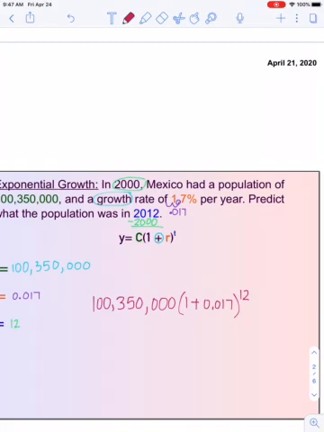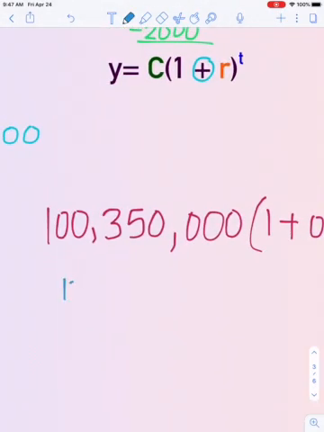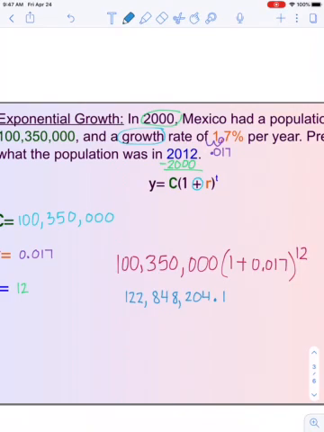Once you have all of that written down, you put it in your calculator exactly how it is written. So you put the 100,350,000, then you put your parenthesis, then your 1 plus 0.017, close parentheses, and then your little caret to the 12th, okay? When you do that, your calculator will spit out this crazy number for you. 122,848,204.1.